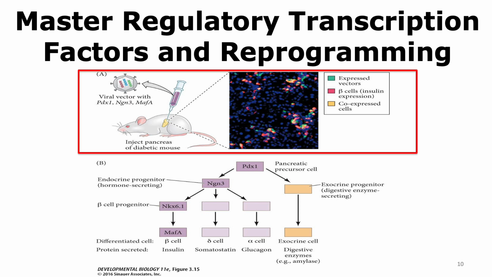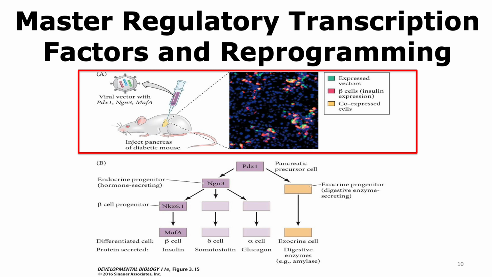For example, in the case of a mouse model where the mouse was diabetic and the pancreas was unable to make insulin anymore, scientists introduced 3 genes into the pancreas of this diabetic mouse. The 3 genes were PDX1, NGN3, and MAFA. After the injection of the vector that had these 3 genes so that it could be introduced into the pancreas cells, the scientists looked at the expression of insulin in these pancreas cells.